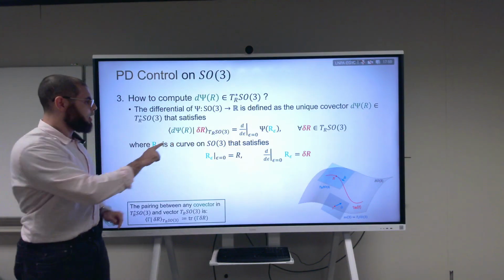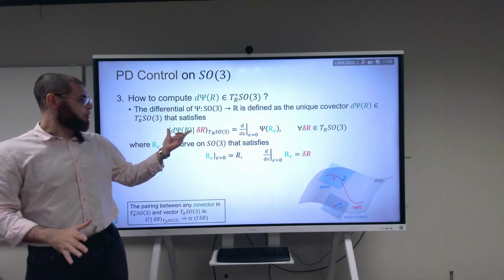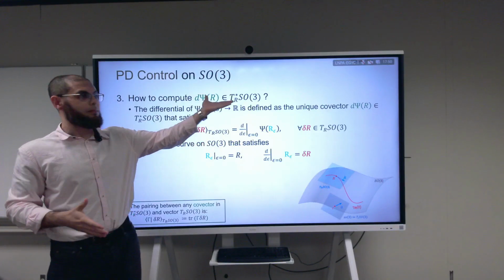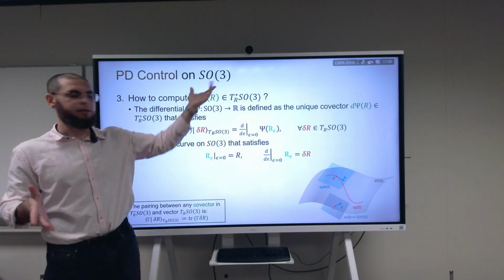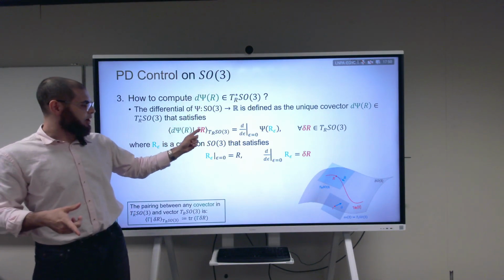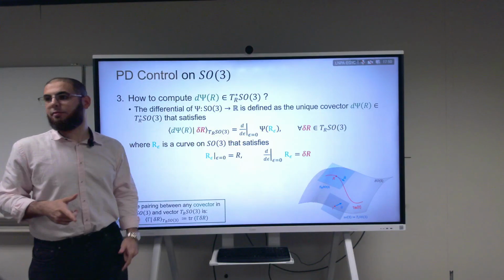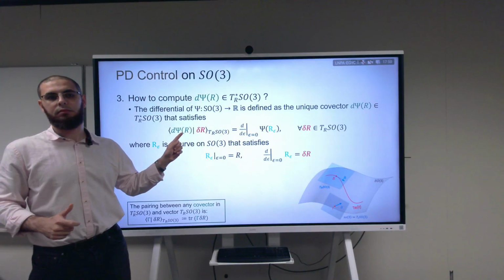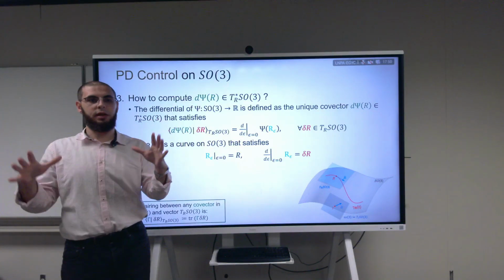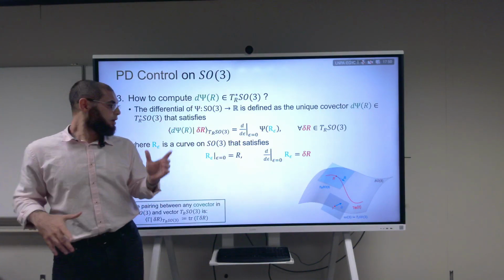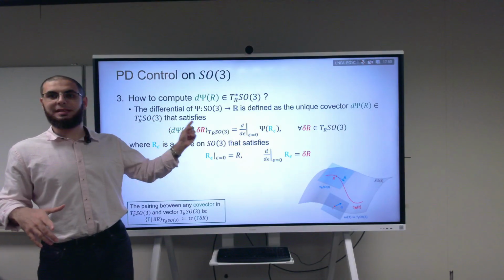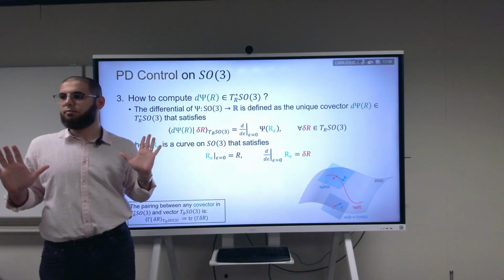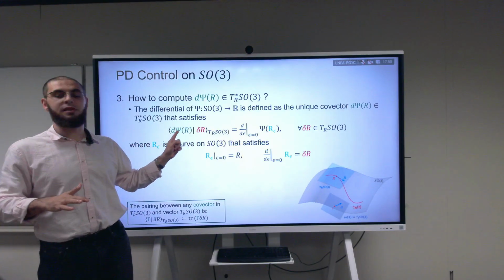Now, technically, you remember that last time we gave a general definition on a manifold, and this did not make any sense. Now we have a particular manifold that we were talking about, which is SO3. If I give you a vector and a covector, how can I define this pairing between them? First of all, how do vectors on SO3 look like? Think of R dot. How does R dot look like? A 3 by 3 matrix. A covector on the same manifold will be a 3 by 3 matrix too.